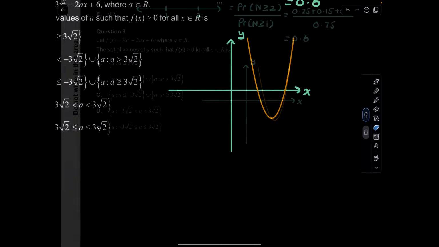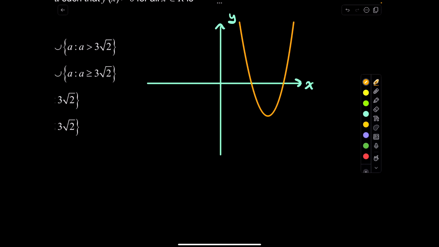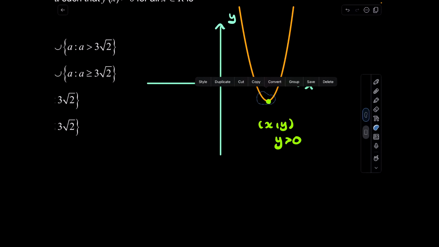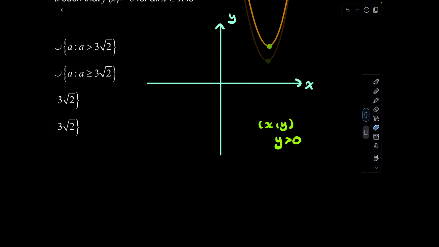It really is all about the turning point. The turning point's y value must be greater than 0, because if it's like 3, which is positive, then the whole thing gets shifted up like that. But if the y value is negative, then the parabola is not always greater than 0. So for f of x to be greater than 0, the y value of our turning point must be greater than 0, so it's always above the x-axis.